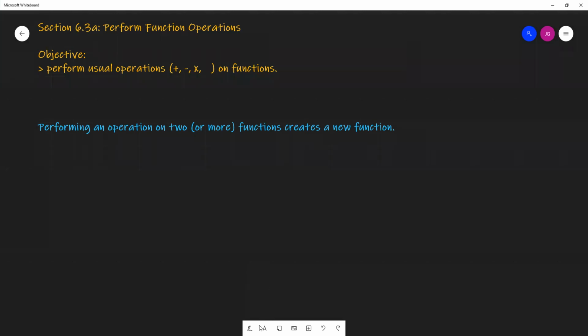Perform the usual operations: addition, subtraction, multiplication, and division. There's no division symbol on my calculator or on my keyboard. On functions, we normally do it on numbers, like 10 plus 5. But now we're going to do it on functions and see what that means. When we perform an operation on 2 or more, because sometimes we can do like 4 plus 5 plus 7, we can do it on more than just 2 functions.